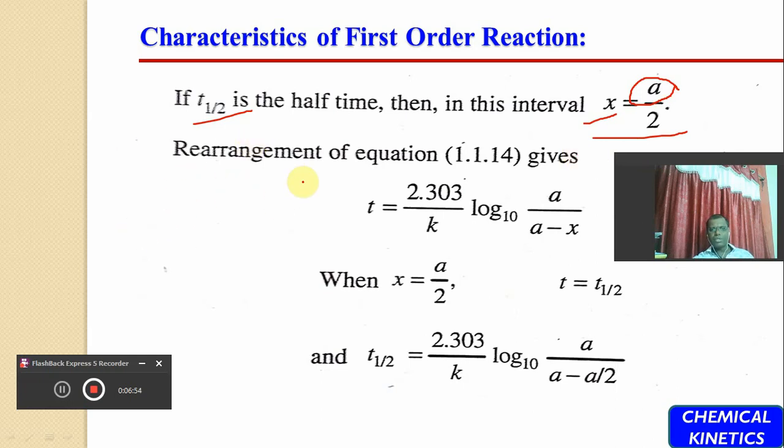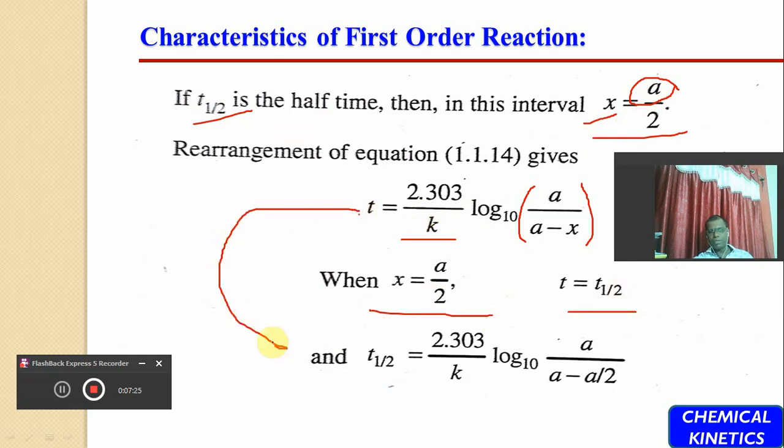That's why this equation k is equal to 2.303 upon t log to the base 10 of a upon a minus x can be rearranged in the form of time as t is equal to 2.303 upon k into log of a upon a minus x. So we will put t1 by 2 instead of t and a by 2 instead of x. Just very simple. Whenever x is equal to a by 2 and t is equal to t1 by 2, then this equation can be rearranged as t1 by 2.